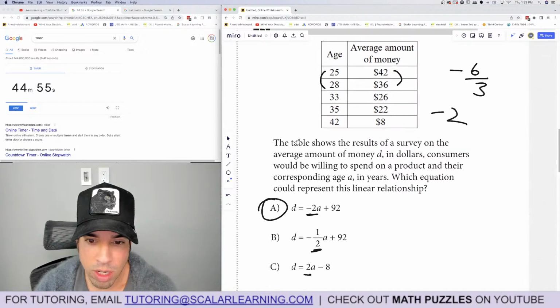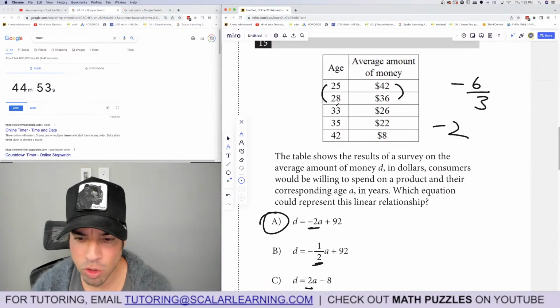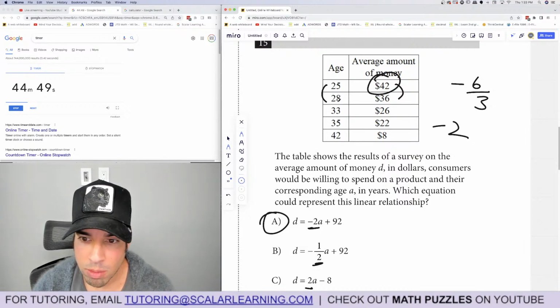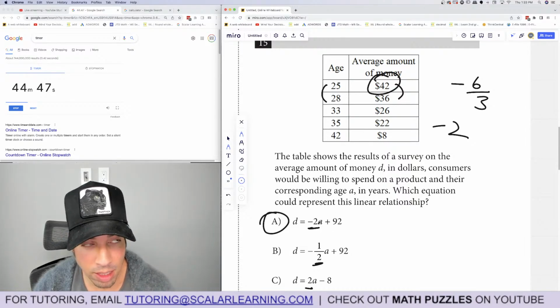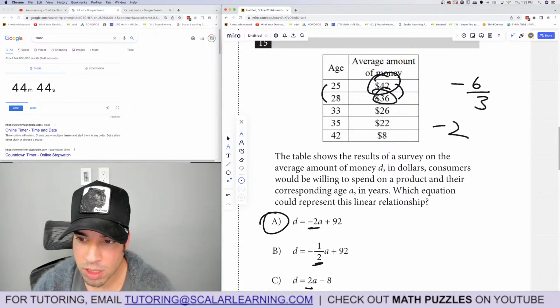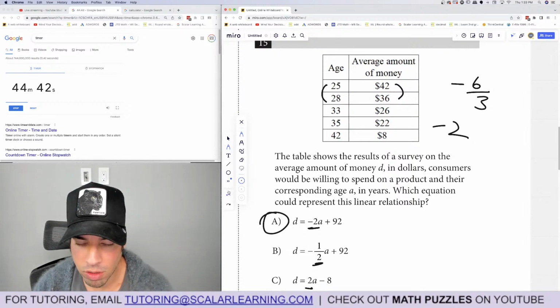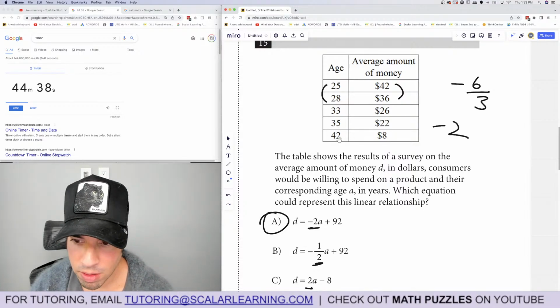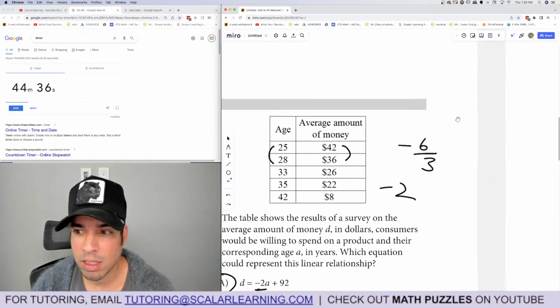We can check it, though, now. Plug in a couple values. So if I plug in 25, it'd be negative 50 plus 92 is 42. Plug in 28, that's negative 56 plus 92 would be 36. I mean, pretty much 2 values confirmed, you're good to go. Let's do 42 for fun. That'd be negative 84 plus 92 is indeed 8.